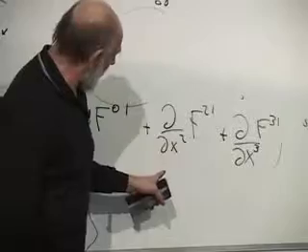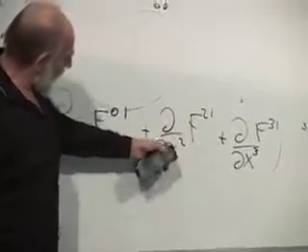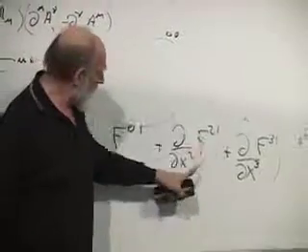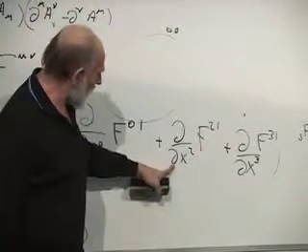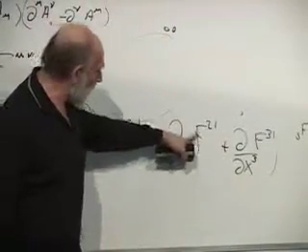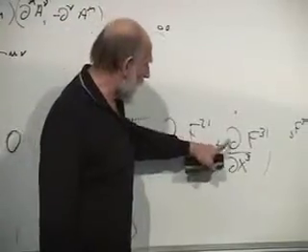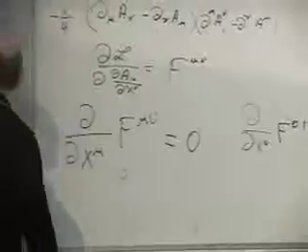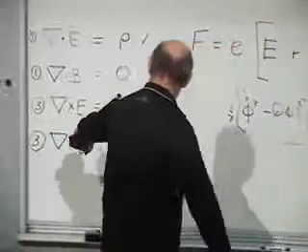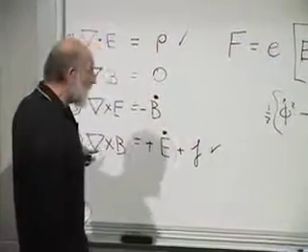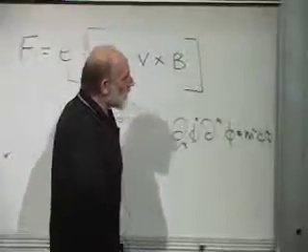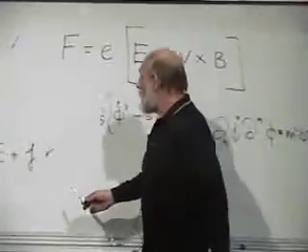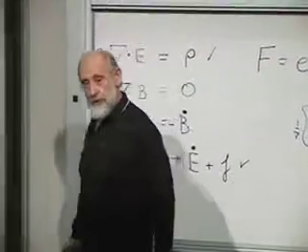What's over here? Well, it's a little bit complicated, but what do we have? F21 is B3. So this is the derivative with respect to x2 of B3. And this one, if you work it out, is the other term that corresponds to curl of B. Curl of B. So the Euler-Lagrange equations are two of the Maxwell equations.